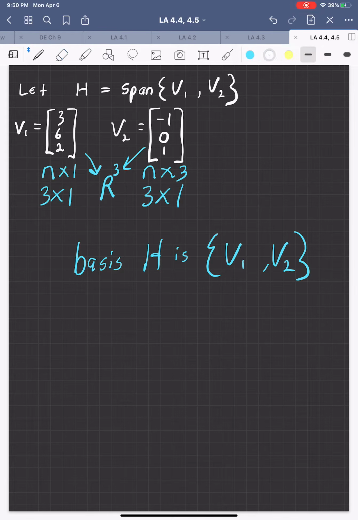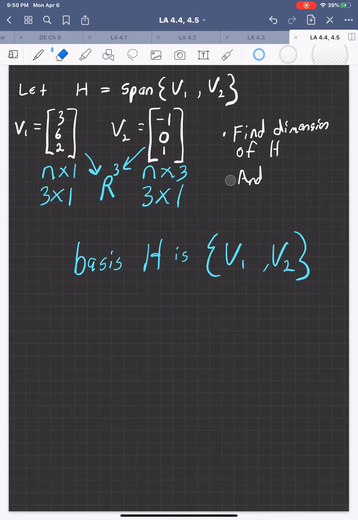Are a basis for, you could word it as R3 or R2 or whatnot. So let me rewrite it. Find the dimension of H. We won't write that question again. Let me just make the statement that V1 and V2 is the basis of H.